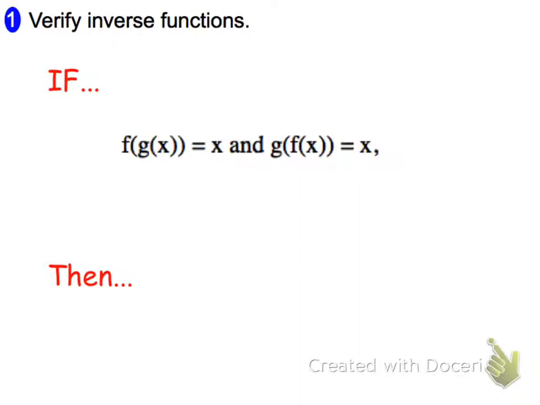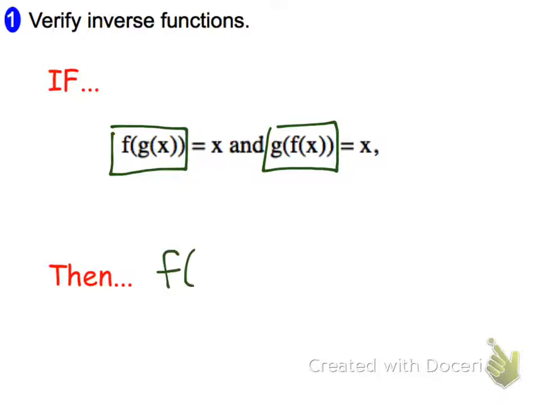The first thing is just to talk about the definition of inverses. Now, if two things are inverses, that means that f of g of x and g of f of x will result in the same answer, x. Meaning basically that these two functions undo each other. If you put x into one and the answer into the other, you'll get back what you started. So if f of g of x equals x and g of f of x equals x, then f of x and g of x are inverse functions.